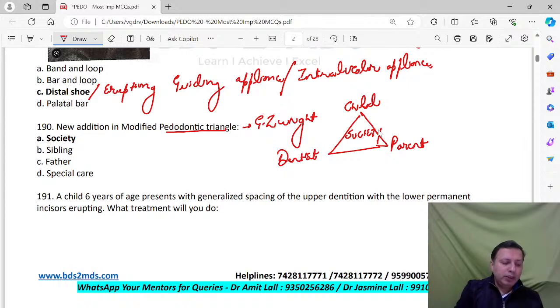The most common is basically the flush terminal plane.